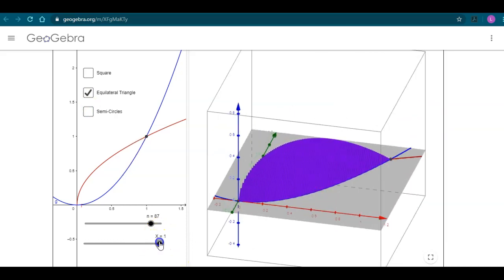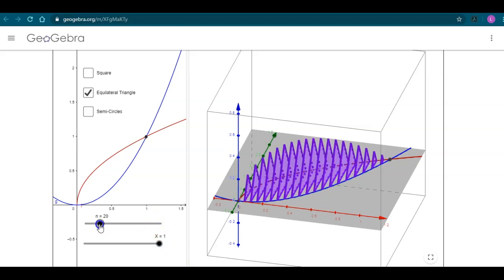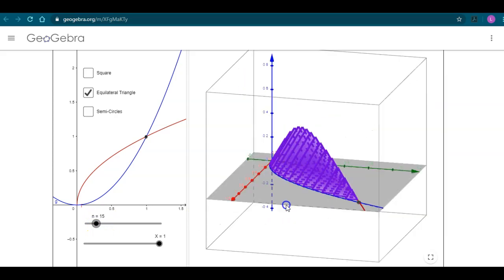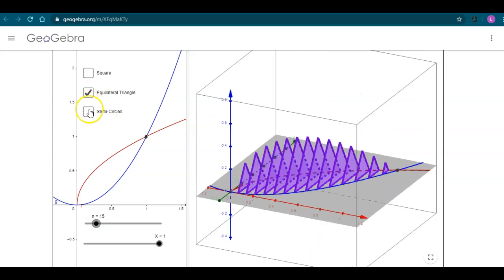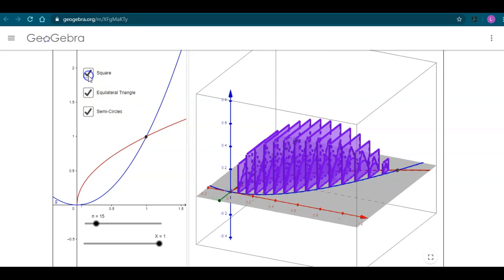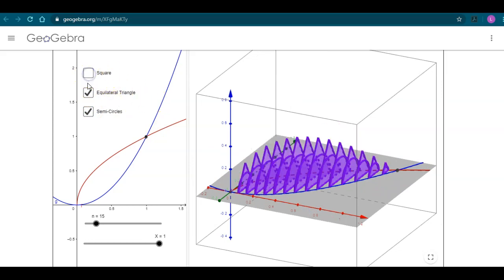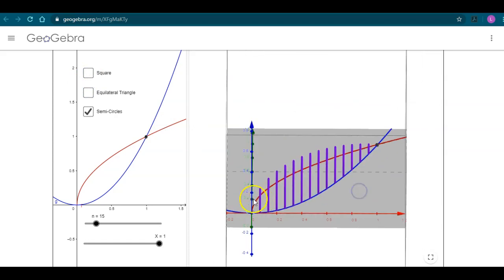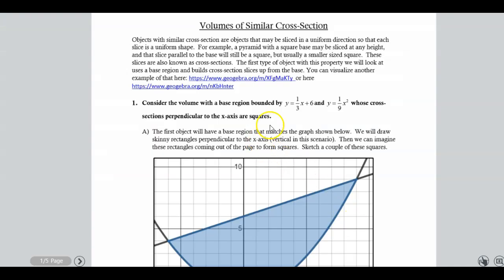So for instance, if I wanted to get a better look at just a few of these, this would be my equilateral triangles, this would be my semicircles, and this would be my squares. Generally with these, we'll be adding up a whole bunch of these over this region. Let's go and try one. So I'm going to go back to our shape here.